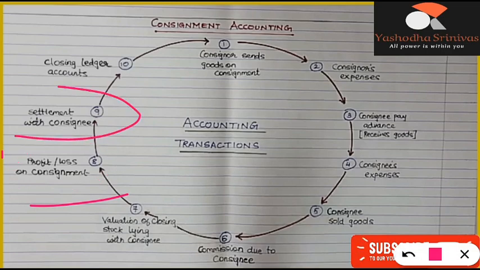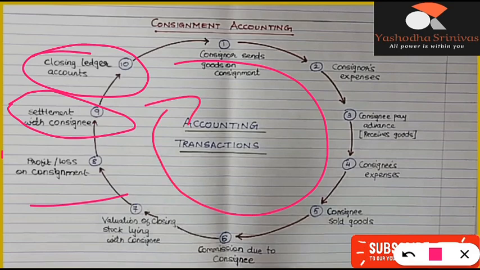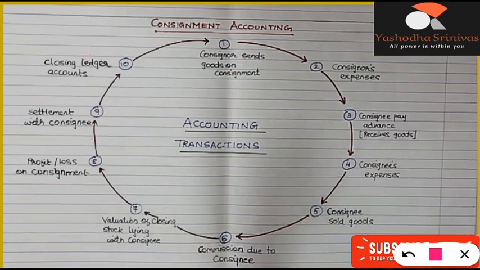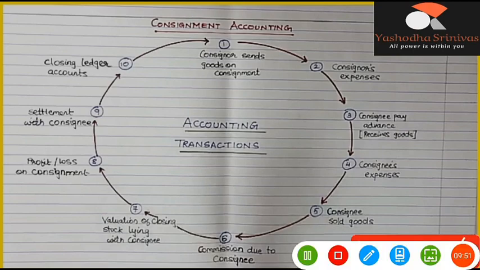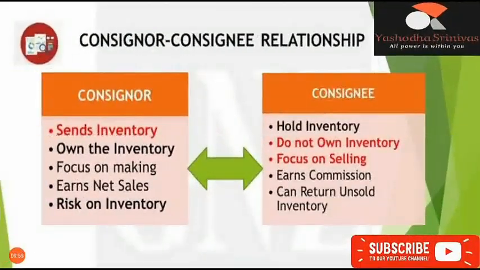So next, settlement with the consignee. He is going to settle the accounts. Next, closing ledger accounts. Here all the accounts should be closed. Again the cycle repeats. So this is the fine process of how we do these accounts. We are continuing with the next slide.